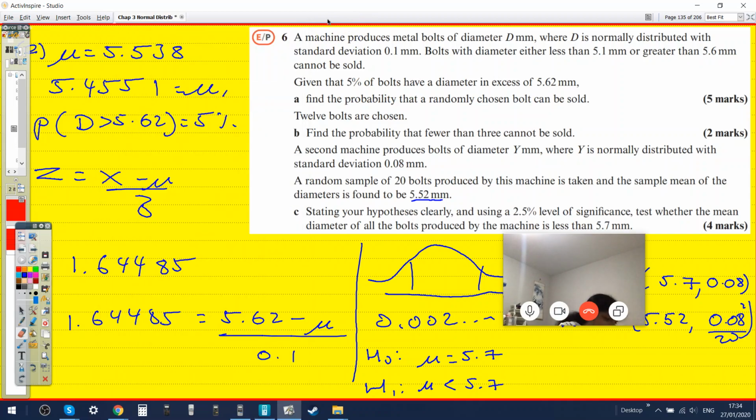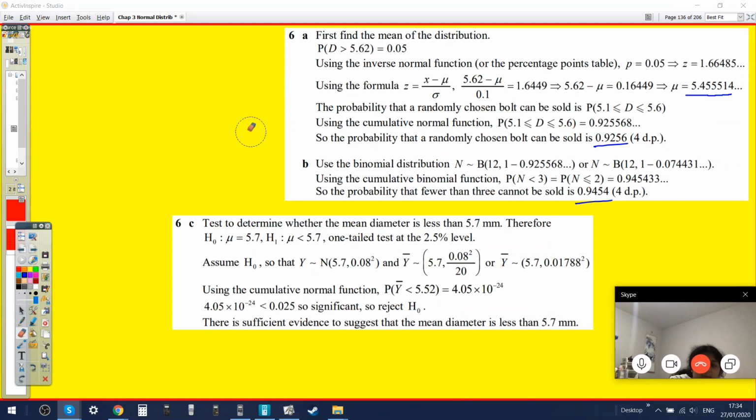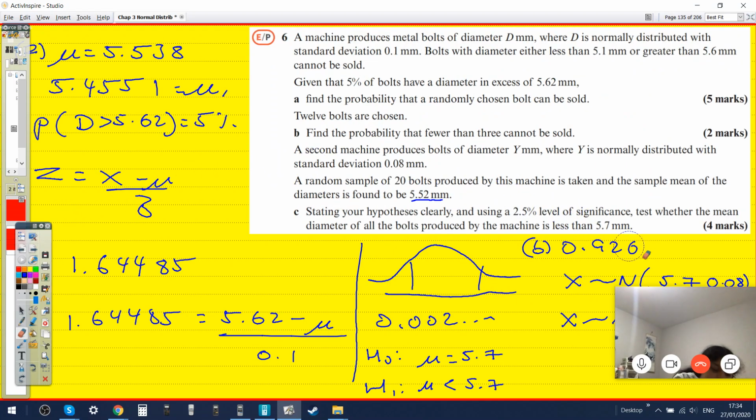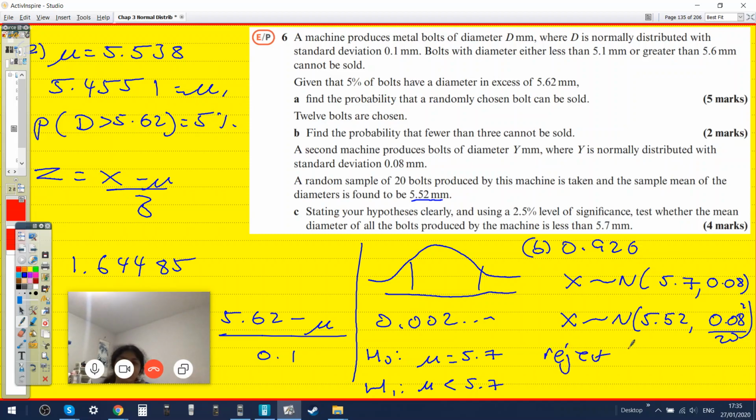That's wrong. What's wrong about it? Oh no, it's right. I just thought it's such a small number. How can it be right? And so what does that tiny number tell you? Reject H0 and the mean diameter produced is less than 5.7. I still don't understand this. Say it again, sorry. I still don't understand.